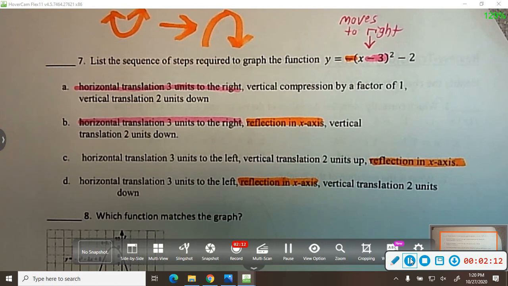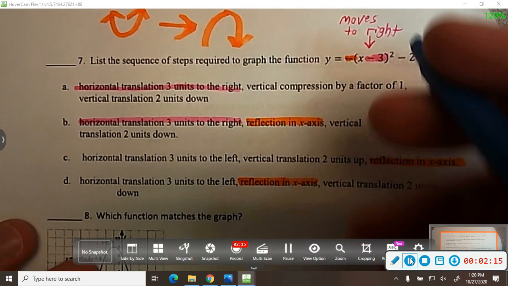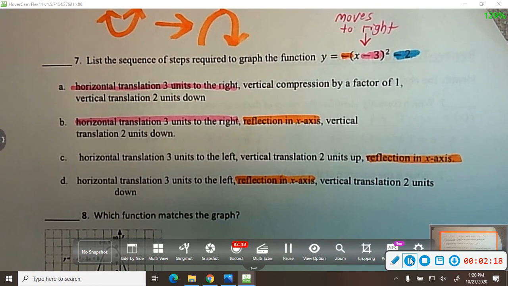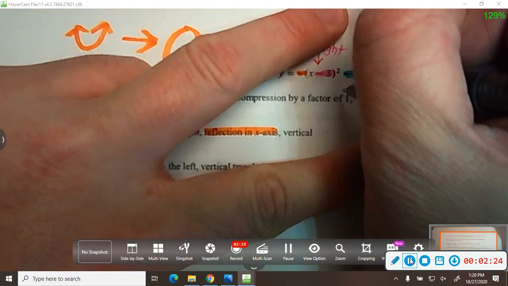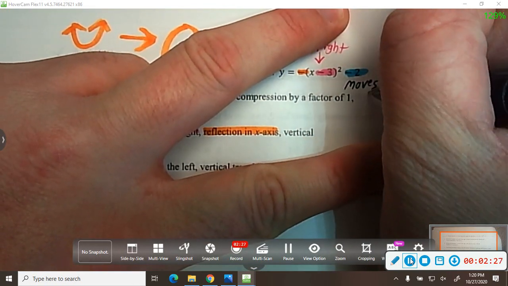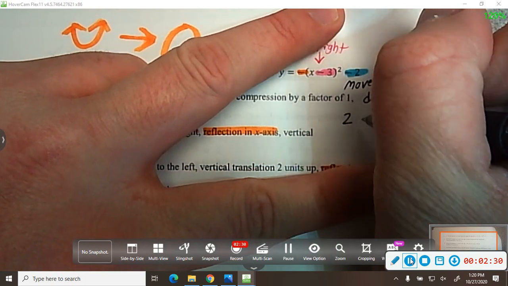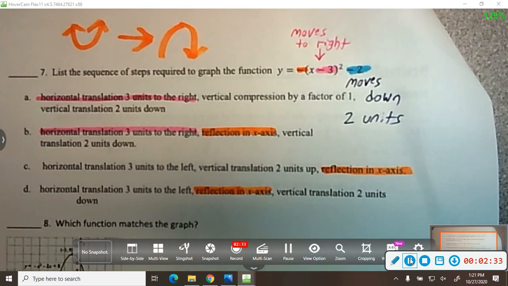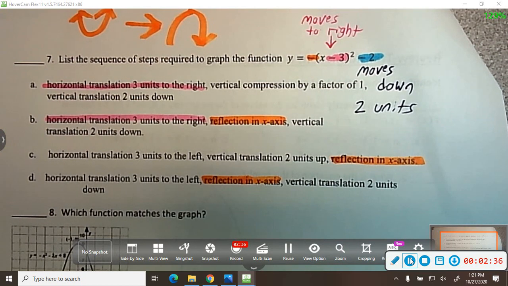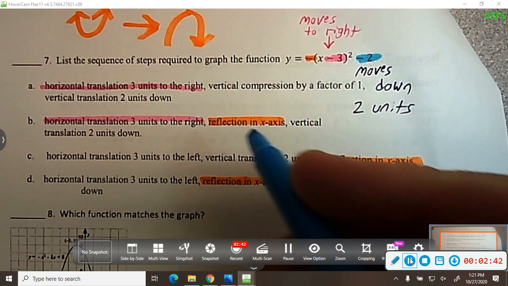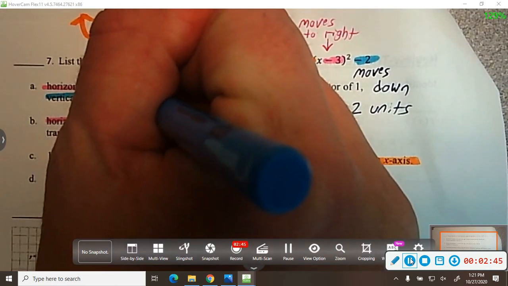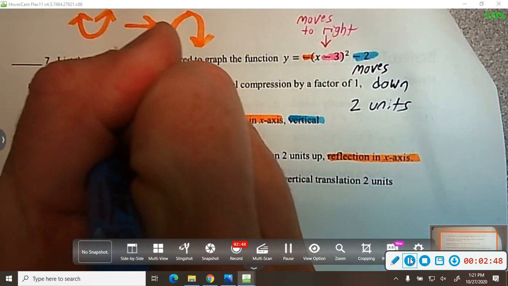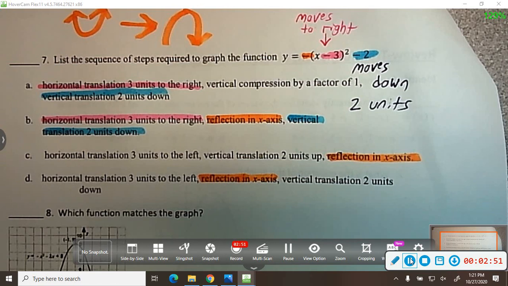Okay. Finally, this number, this moves it up and down. So negative is going to move it down. So which one says move 2 units down? Up and down is vertical. So vertical translation 2 units down. So then putting all the pieces together, I would say the answer is B.